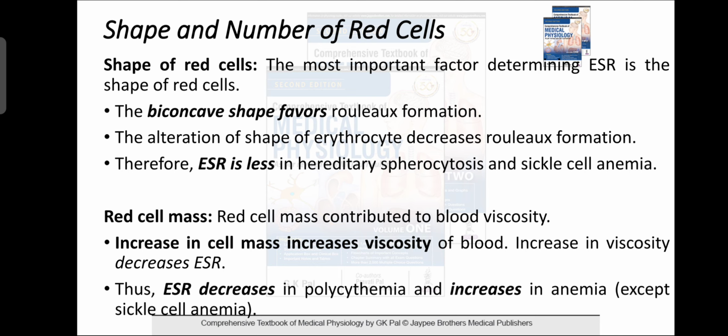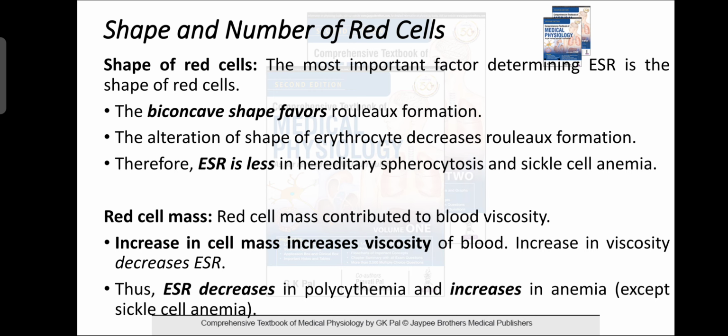So, shape and number of RBC. The most important factor determining the ESR is the shape of the RBC. The biconcave shape favors Rouleaux formation. So alteration of the shape of the RBC decreases Rouleaux formation. Therefore, ESR is less in hereditary spherocytosis and sickle cell anemia.